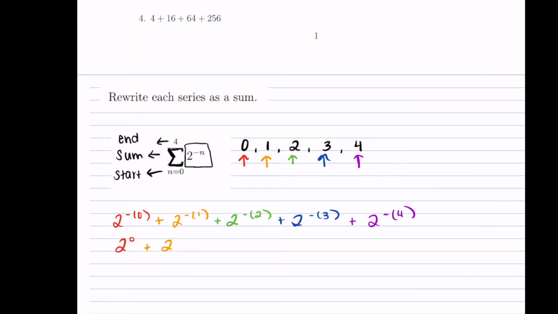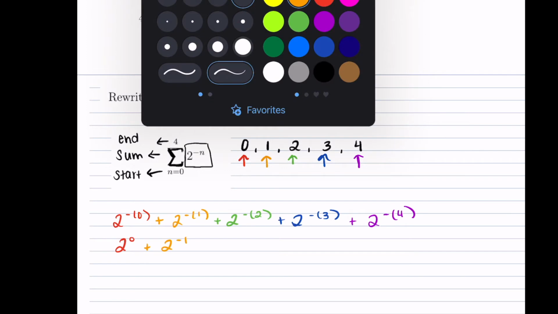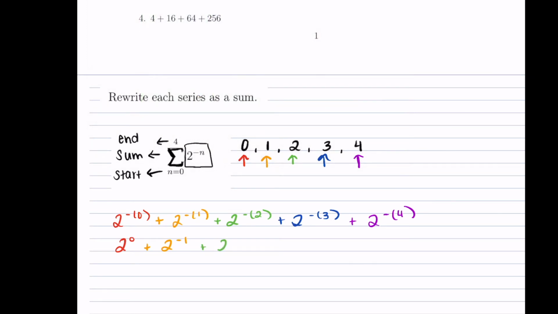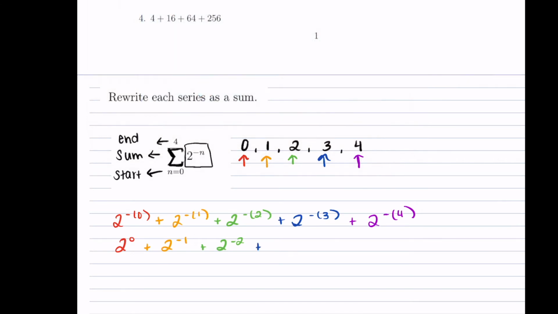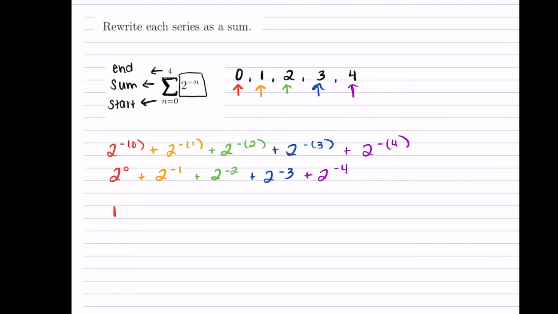So we have 2 to the 0 plus 2 to the negative 1 plus 2 to the negative 2 plus 2 to the negative 3 plus 2 to the negative 4. Now you can leave your answer as this, but you can actually simplify it even more. 2 to the 0 is 1. And then we're going to add our next term.